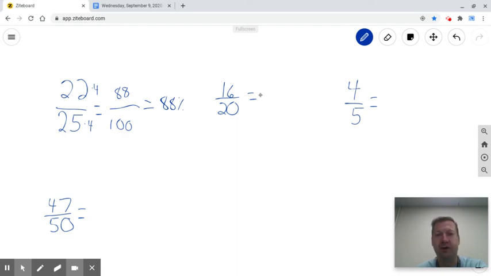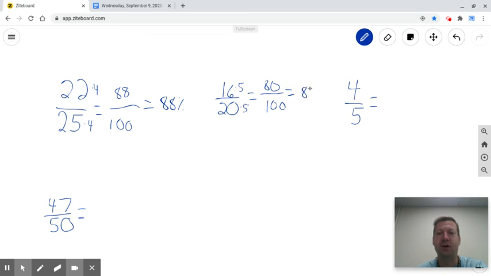So let's jump over here and look at this one right here. Again, I need the denominator to be 100 in order for me to easily find a percent. So to get from 20 to 100, I needed to multiply by 5. So I take 20 times 5 and I get 100. Then up here on the top, I need to take it times 5 as well. And 16 times 5 equals 80. And 80 hundredths equals 80%, because percentage is always based on hundredths. So when I have 80 hundredths, I have 80%.